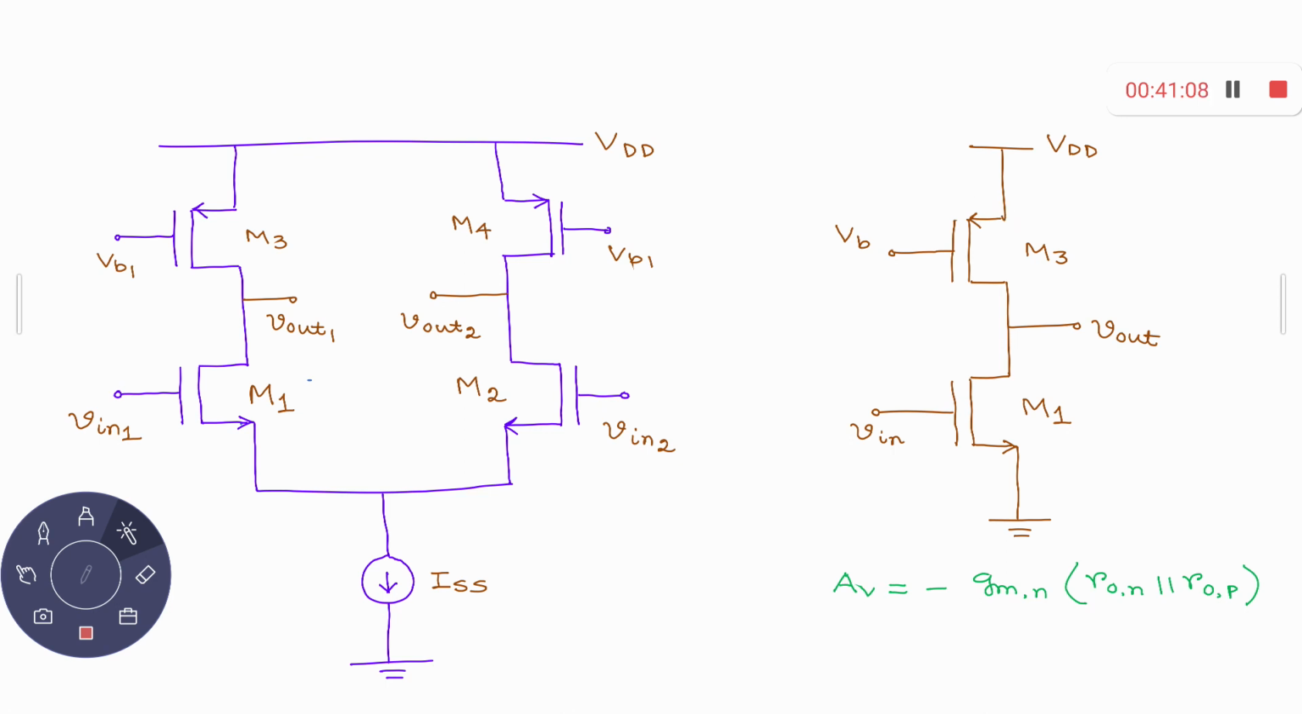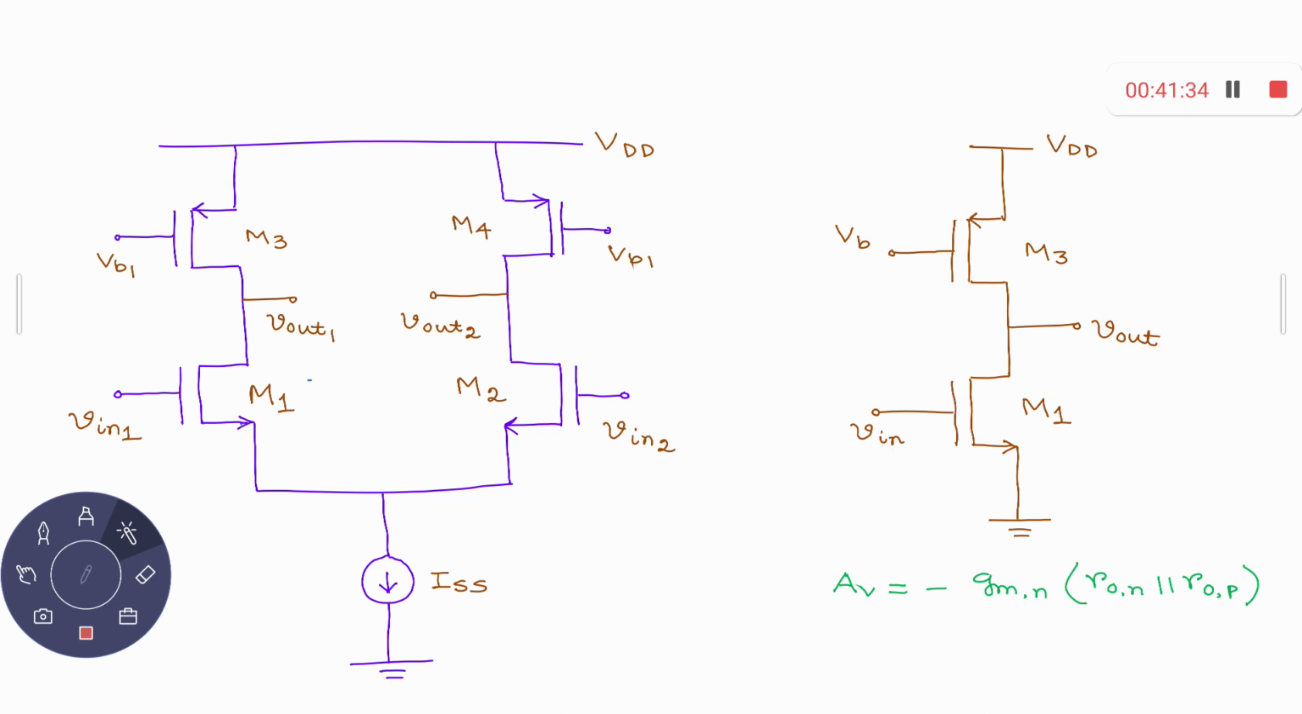For this one, what is the resistance from here to here? This is RON, and from here to here you have ROP. So the gain is minus GMN multiplied with RON parallel ROP. That means you can increase the gain, and it is still stable because GM and these resistances are dependent on the temperature. So the gain is minus GMN multiplied with RON parallel ROP.